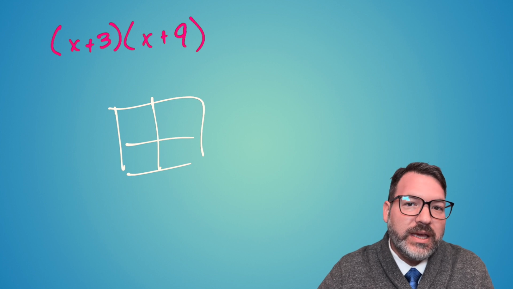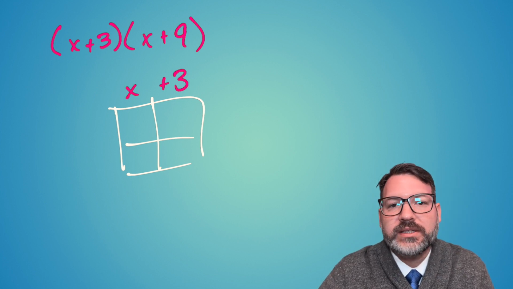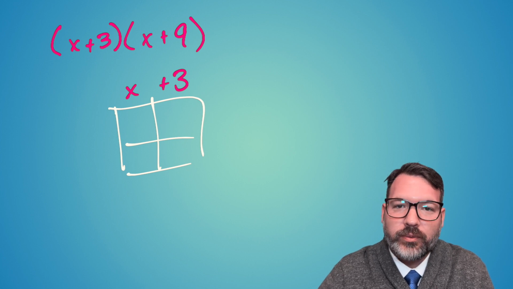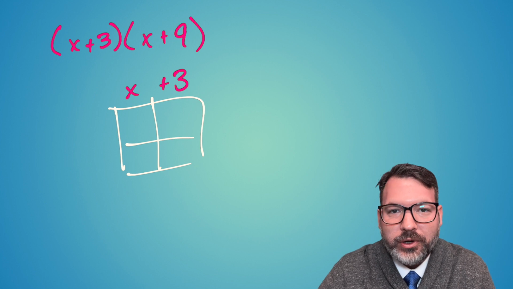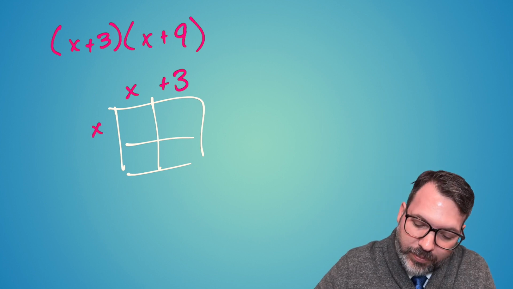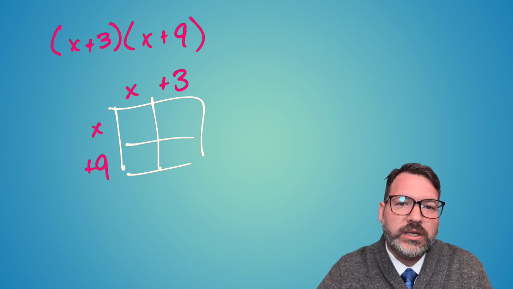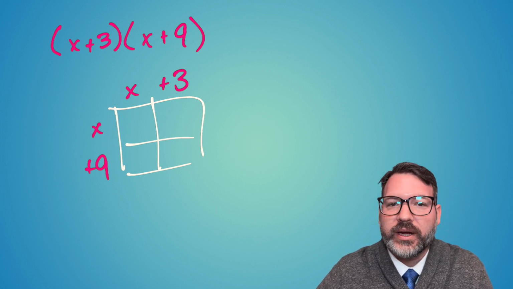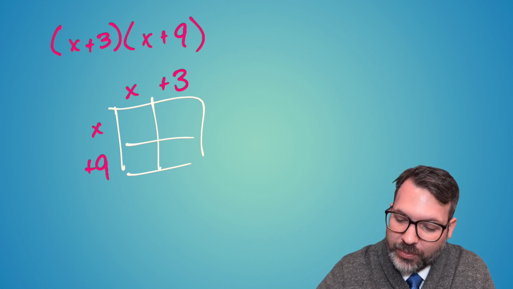2 by 2 because each binomial has 2 terms. So we will then put our terms down as if they are the lengths of these different rectangles. This first term, x plus 3, I'll put along the top, though it doesn't matter. You could also put it down the side. And the second term, x plus 9, is the one I'll put down the side. Though again, multiplication is commutative. A 3x4 rectangle and a 4x3 rectangle have the same area. It makes no difference which dimension goes where.